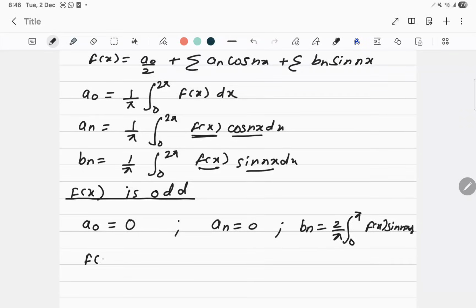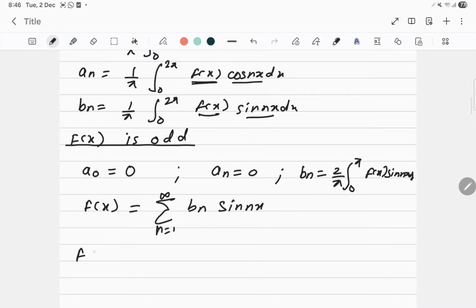So overall my formula of Fourier series will get reduced to, see, a0 became 0, an became 0. So my formula will be only this much, where Bn is this. So it will reduce my effort like anything, right? Now let me talk about when f(x) is even.